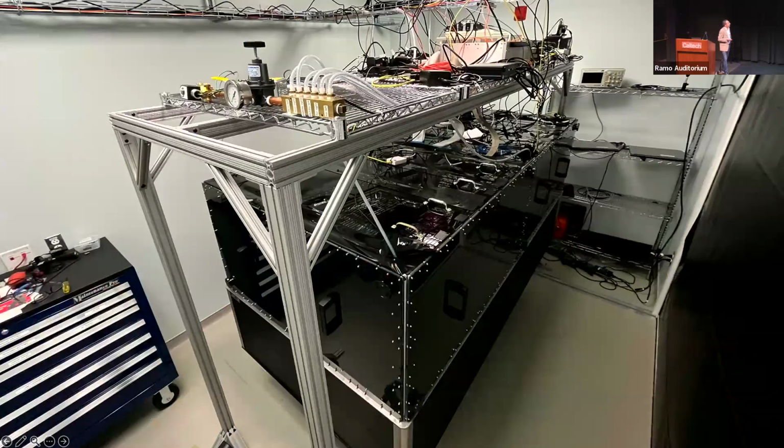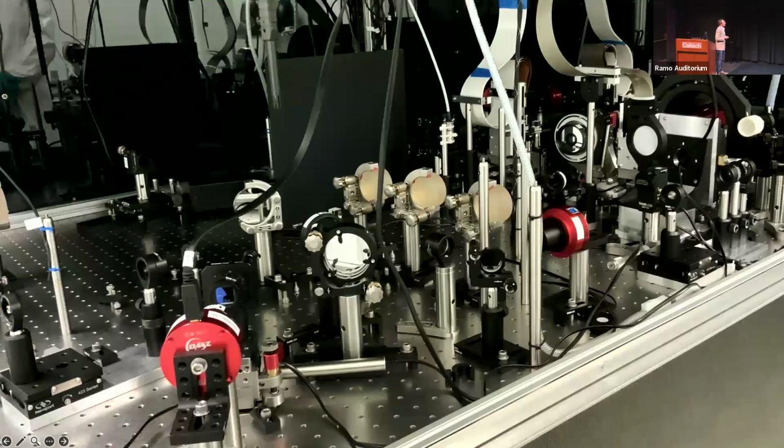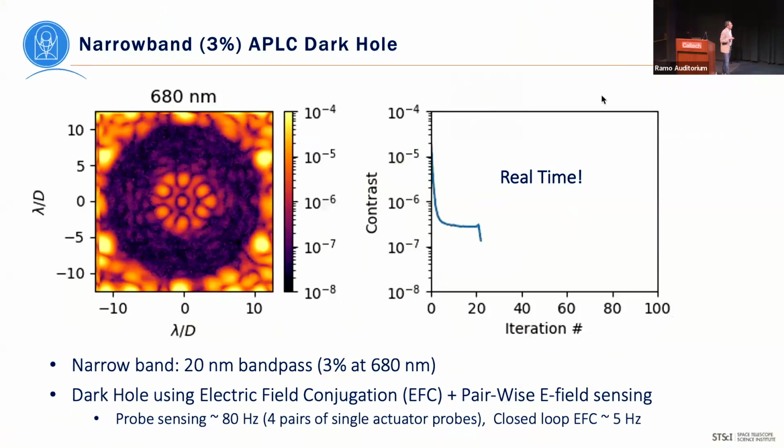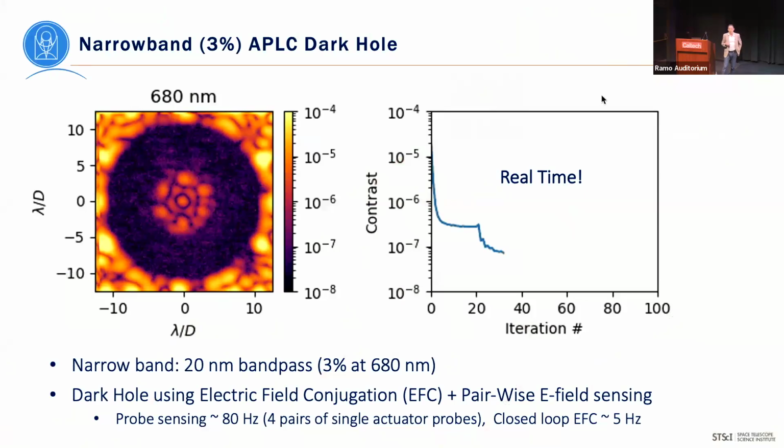So this is what it looks like. It's a big box in air. If you open it, there's a lot of optics. We have the apodizer here, two Boston deformable mirrors, and we have a segmented mirror as our telescope simulator. So here are some results in 3% bandpass. Those were obtained from our SAT programs.